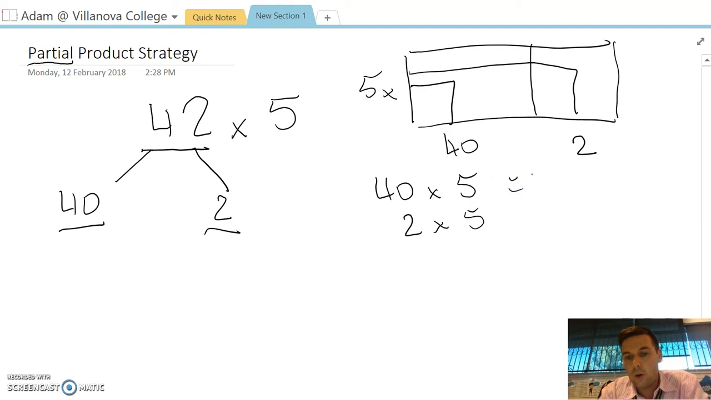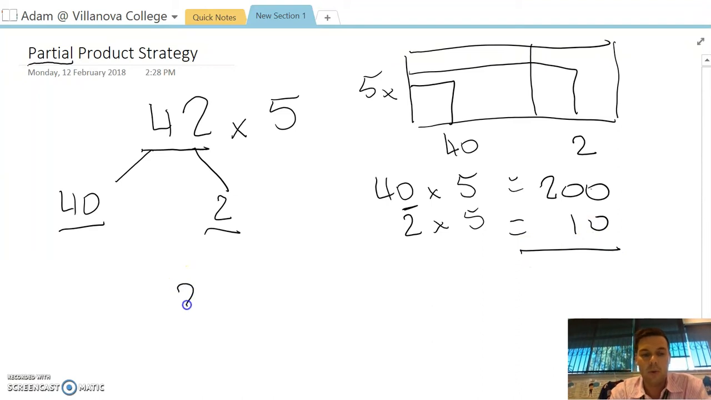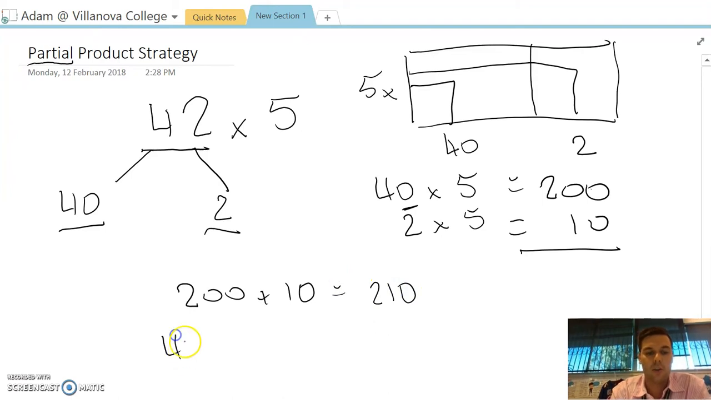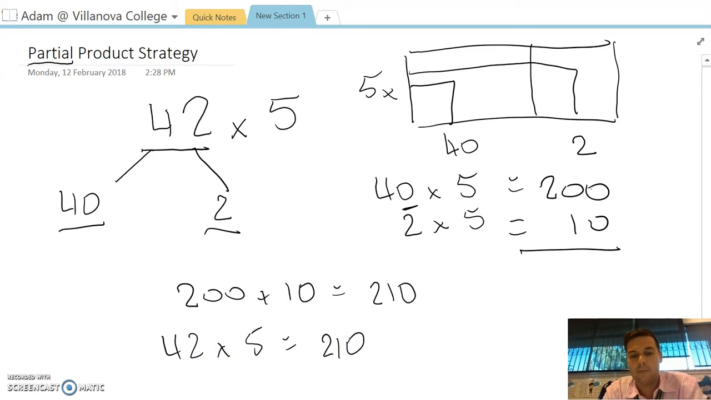5 times 4 we know is 20, and if we add the 0 from our 40 onto the end of this, it becomes 200, and 2 times 5 equals 10. Now 42 times 5 doesn't equal 200 and then 10, so you must do something with these two numbers. As we said, we must add them together. 200 plus 10 equals 210. So now we know 42 times 5 equals 210.